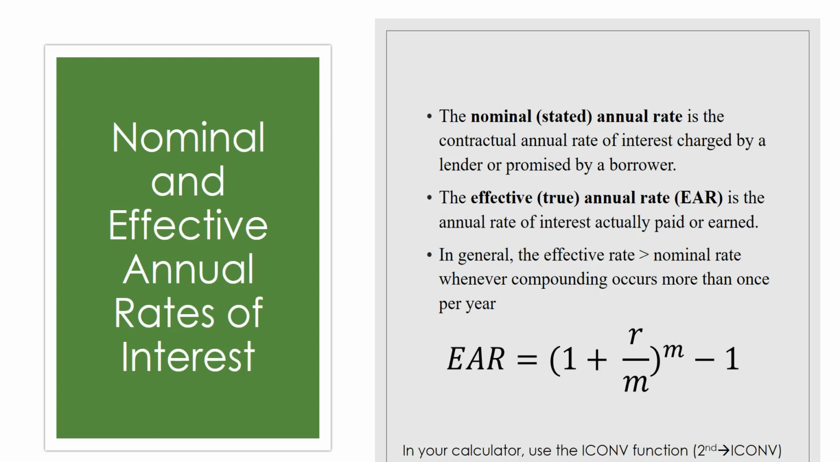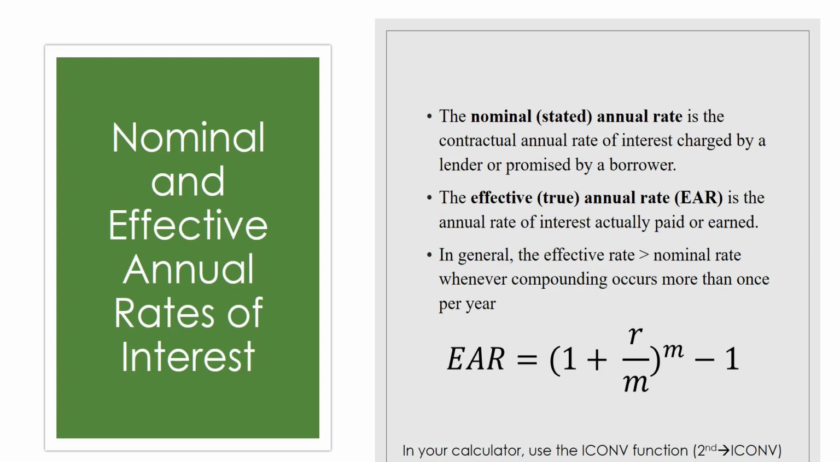Nominal interest rates are the contractual rates. That's the rates that are promised to be charged by a lender or promised to be paid in the event that you are a deposit. The effective rate is the rate that is actually paid or earned. So the nominal rate is the stated rate, it's the rate that you would find in the contract, whereas the effective rate is the rate that is actually paid.